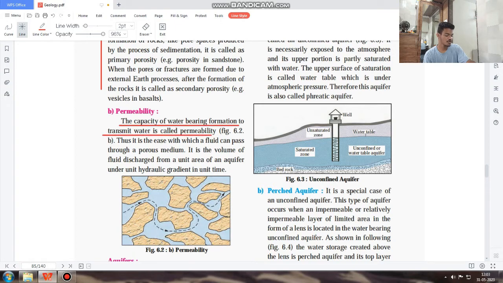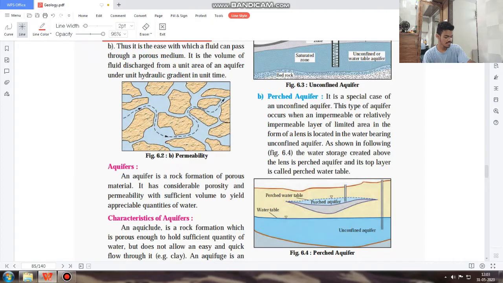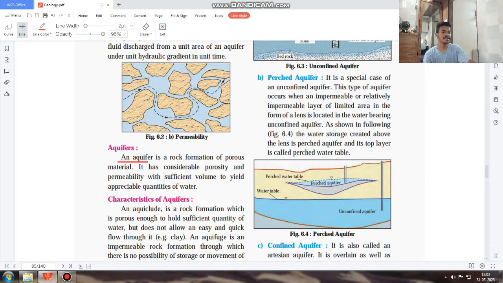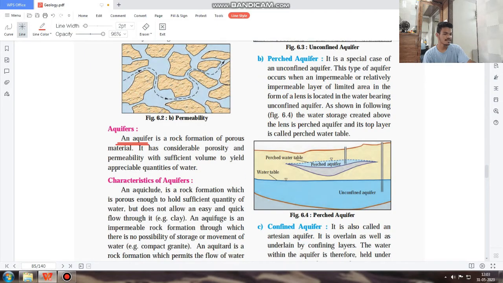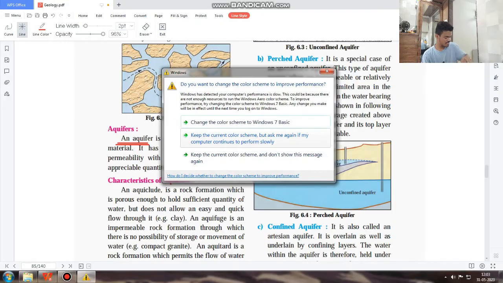This had come, I think, in my 2023 paper, I guess so. I don't remember so much because my paper was in March, right? This is May, it is 31st of May. Yes, aquifer comes, mostly. In 2022 May, I guess a question had come on aquifer. Yes, a porous rock is not always a good aquifer. For me it had come.